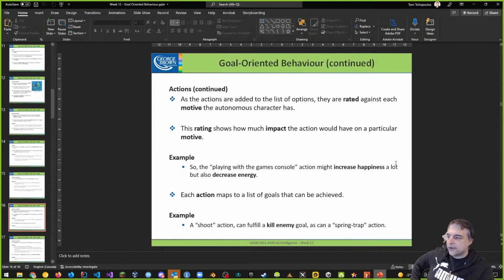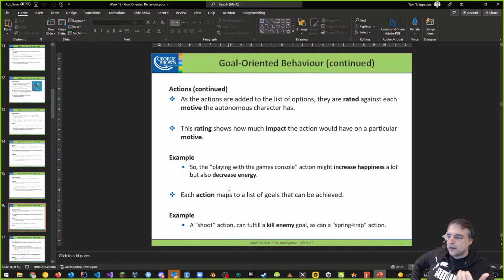So I want to do an action that makes sense. In other words, we'll talk about this. Each action maps to a list of goals that can be achieved. You might have multiple actions that can achieve the same goal.